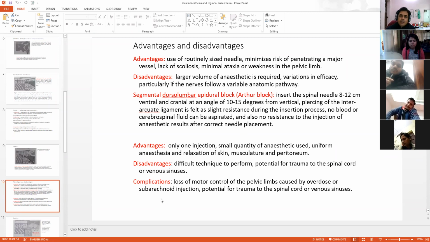Next one is the segmental dorsal lumbar epidural block. This is known as the Arthur block. Sometimes you insert the spinal needle 8 to 12 centimeters ventral and cranial at an angle of 10 to 15 degrees from the vertical. Means you are going to insert the needle inside this lumbar element. Suppose you insert the needle in between L1 and L2, or L2 and L3, in a simple horizontal vertical direction. Then this is known as the segmental dorsal lumbar epidural block. Advantages and disadvantages are written here. It is almost the same as all of these.